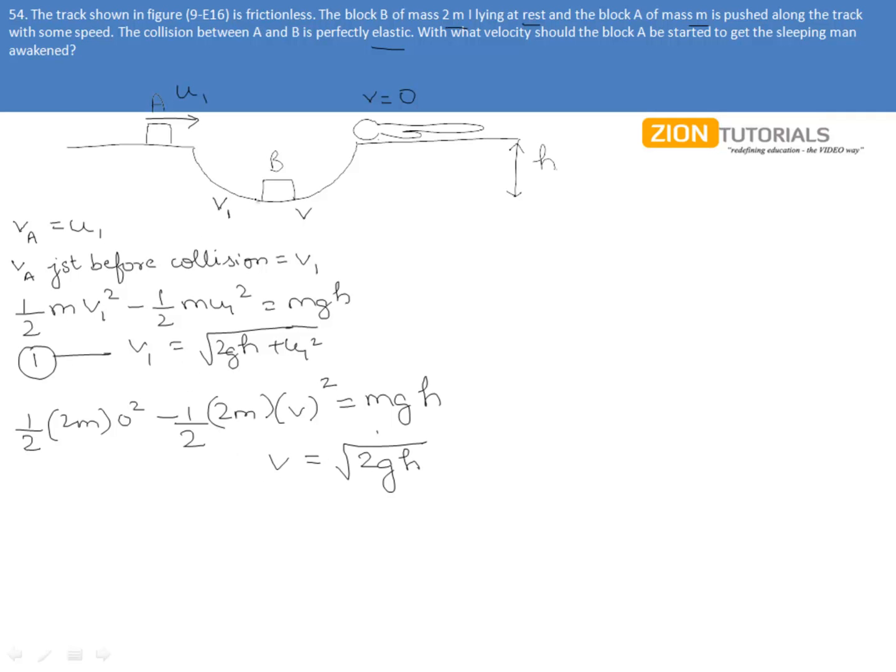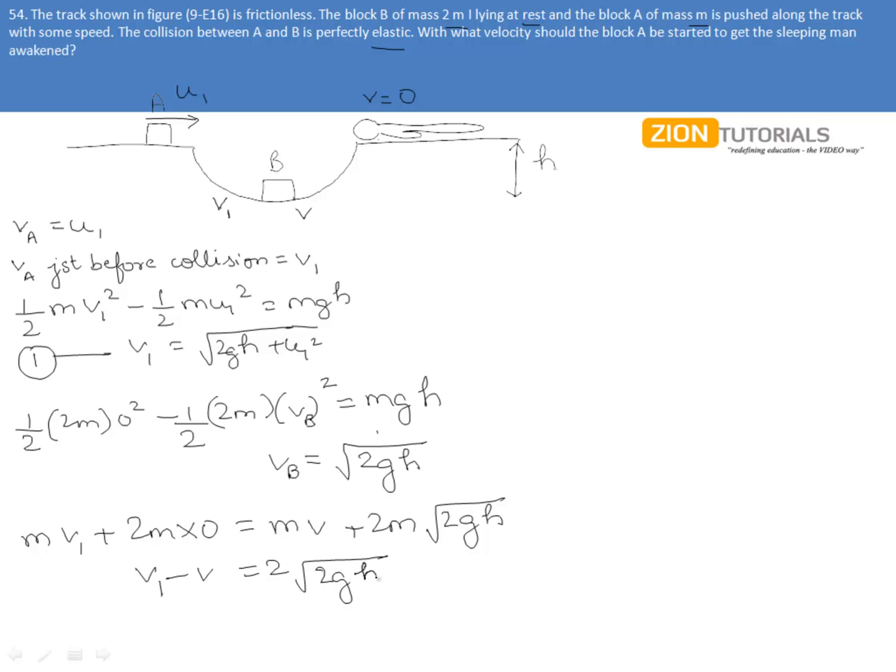Now, since it has been given that it is an elastic collision, let us first employ momentum conservation before and after the collision. Before, it will be mv1 plus 2m into 0 equals, afterwards, m into v. This v and this v are different, so let me mark it as vb. So this will be m into v plus 2m into vb, which is under root 2gh, giving me an equation of v1 minus v to be twice under root 2gh.